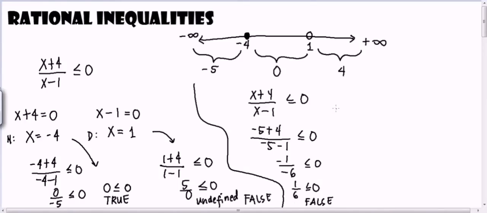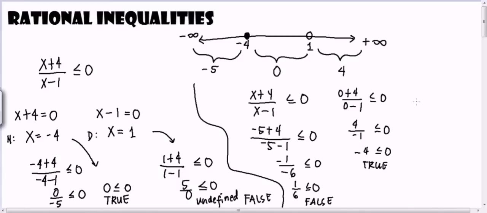Okay? And then, the next one would be the second interval, yung napili natin is 0. So, yan naman yung isasalpak ko dun sa x. So, magiging 0 plus 4 over 0 minus 1 less than or equal to 0. So, this one is 4 over negative 1 less than or equal to 0. So, 4 over negative 1 is negative 4 less than or equal to 0. Indeed, negative 4 is less than or equal to 0. Less than 0 yan, guys. Okay? So, ibig sabihin, this one is true.